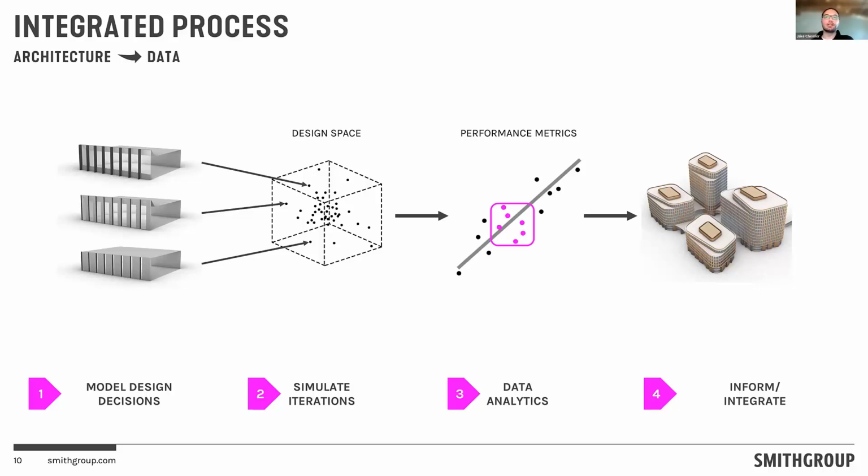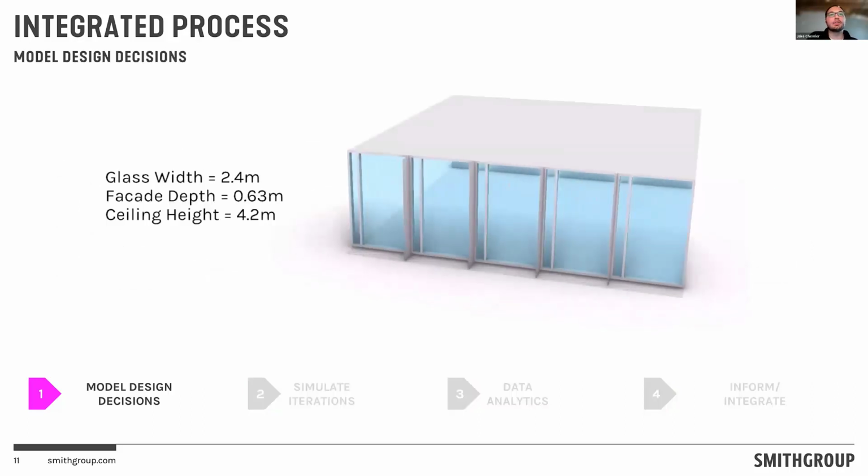So then we start diving into the data. We look for trends in that data. We look for the best performers. And then once we have those bucketed lists of options, we feed those back to the architect and actually integrate it into the process, into the project. So that first step looks something like this.